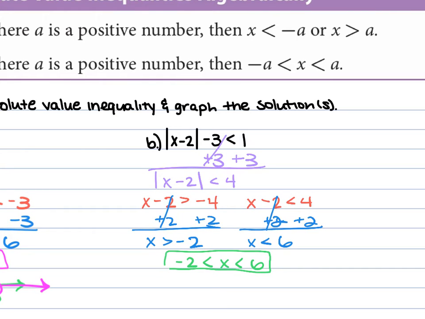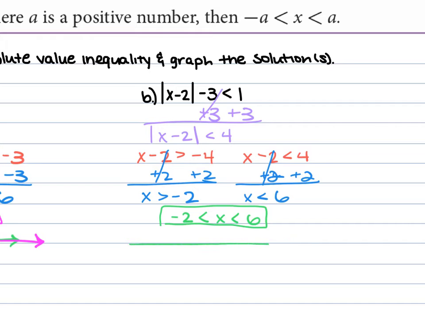So from here, when we go to graph, we have -2, 0, 2, 4, 6. We have open circles on both the -2 and the 6, and then those lines are going to go in towards each other. So they're going to connect those two circles.